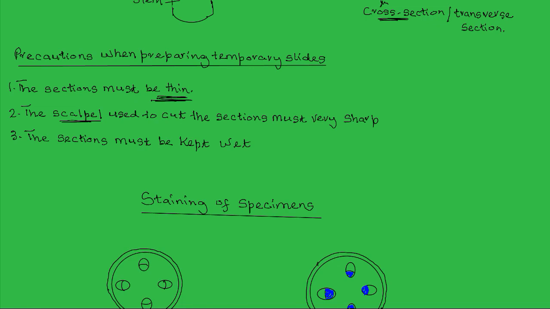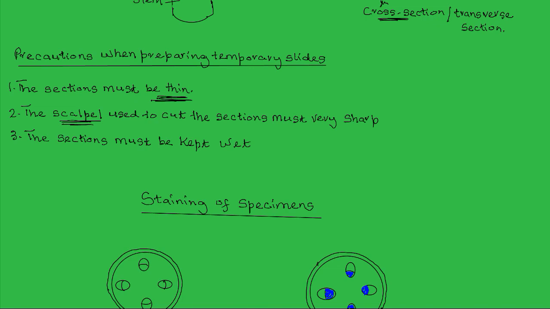distortions of the cells is prevented, because if the scalpel is blunt, then cells are going to be distorted, because you're not going to have a clean cut of the section, but instead some of the cells and tissues will be pushed out of place, and that will distort the appearance of the tissues.